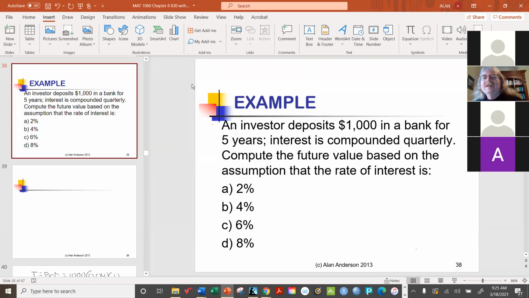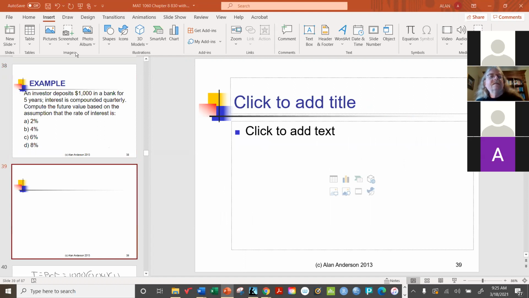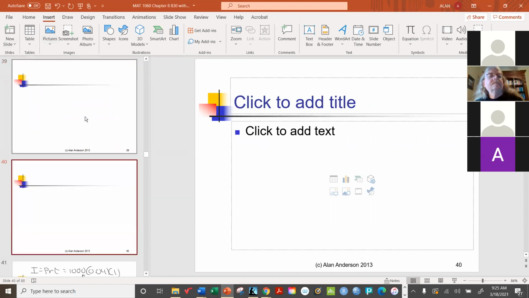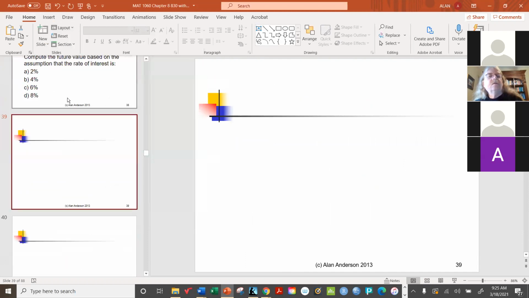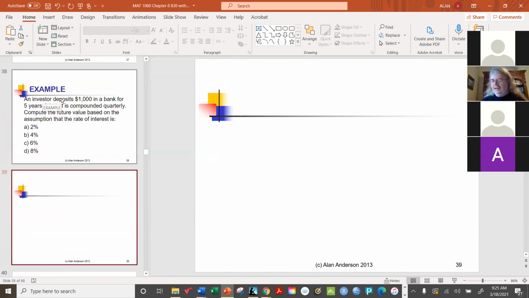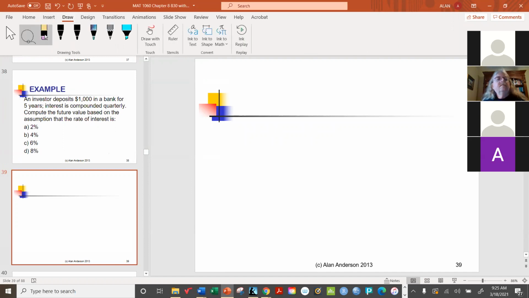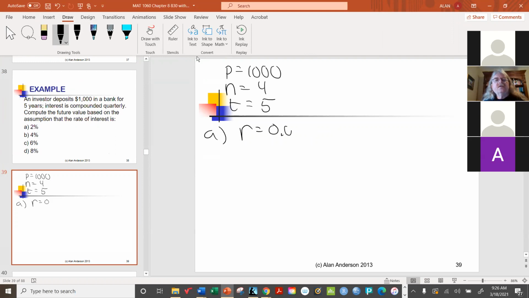Oh my God, somebody has it already. That was fast. 1104.90. Yes, it is, as a matter of fact. Let's find out why. All right, so what do we know? This time P is 1,000, N is 4, T is 5, and in part A, R is the one that's changing, it's 2%.